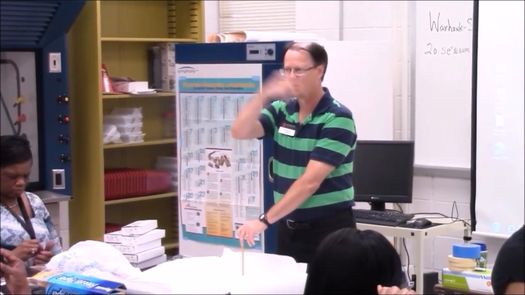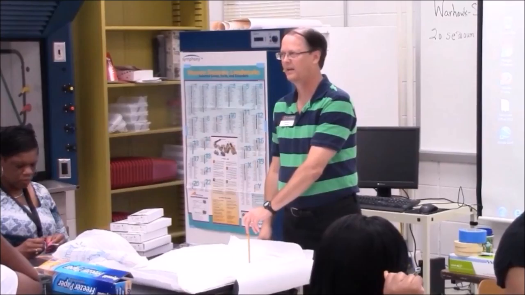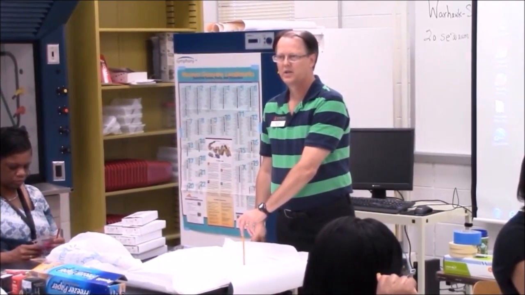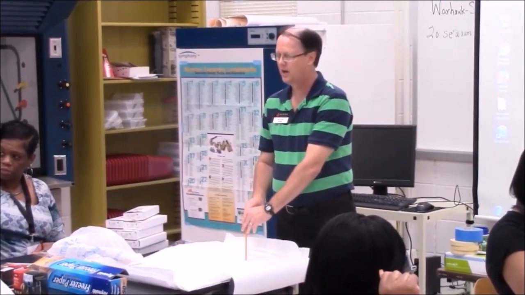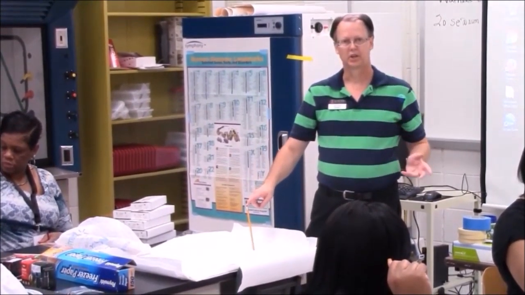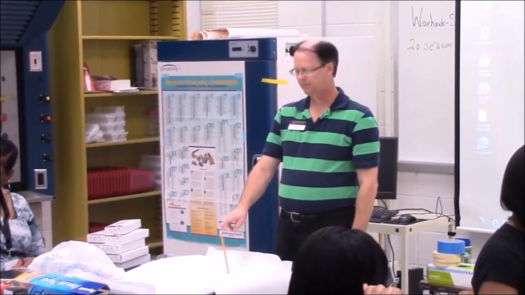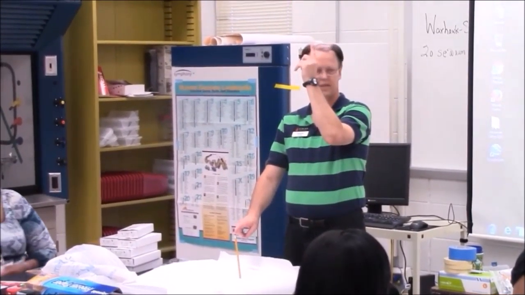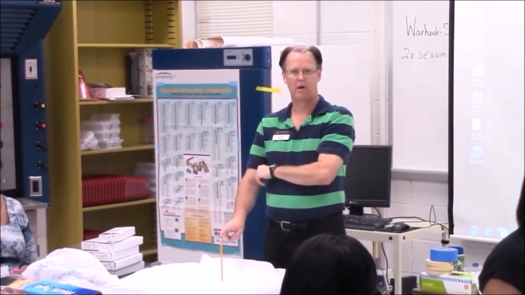In an hour, we're going to go mark it again. And so we're just going to mark it every hour. What we're looking for is how that shadow is going to change. And now solar noon is the time when the sun is going to be the highest in the sky that it's going to be all day.